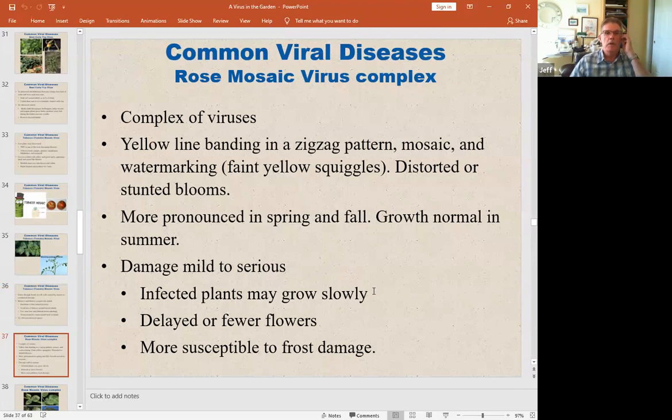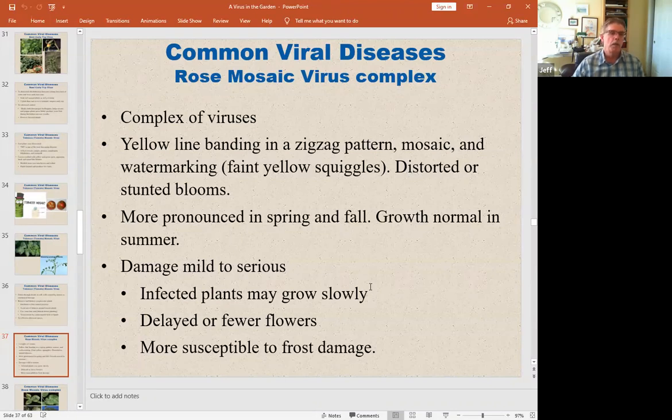Rose mosaic virus, and I know a lot of you are enthusiastic rose growers, is actually a complex of different viruses, although we call it rose mosaic virus because who wants to recite a laundry list of viruses? Yellow line banding in a zigzag pattern, mosaic, and watermarking, which are just faint yellow squiggles, are common symptoms, including distorted or stunted blooms. Spring and fall, you may notice this more. It tends to be more normal during the summer, but more asymptomatic.